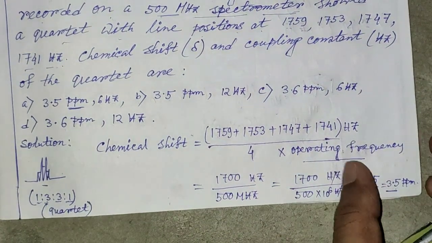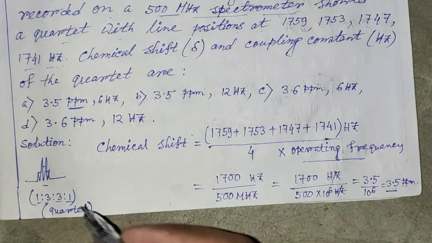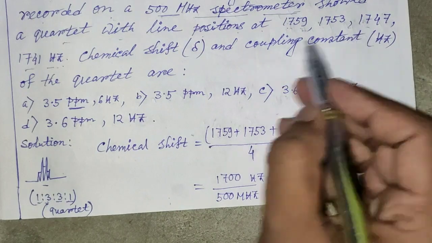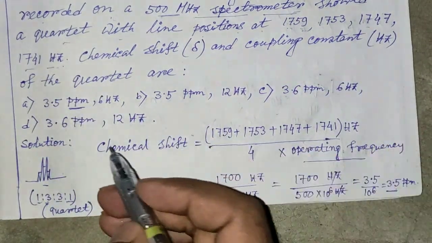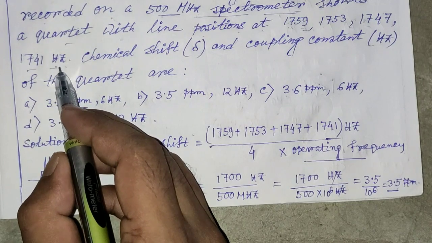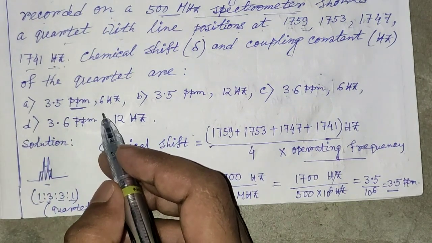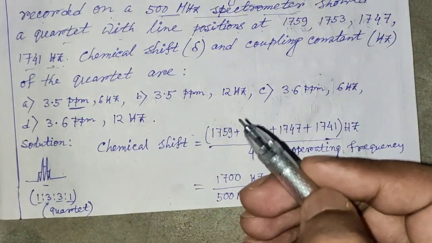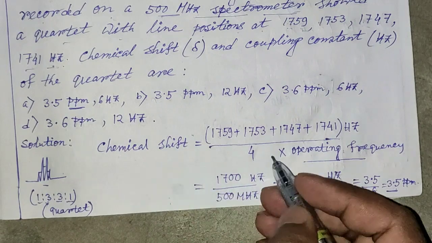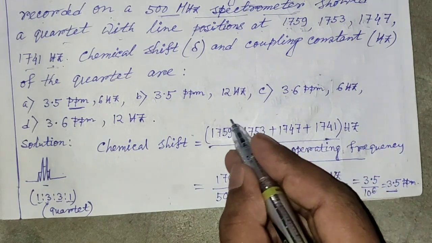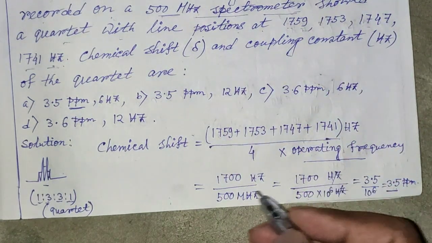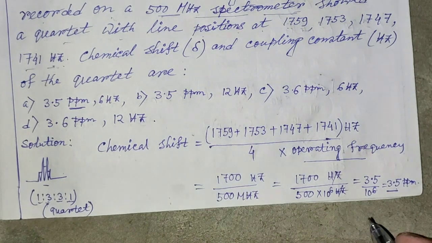Now from the formula of chemical shift, we can calculate the chemical shift value for this quartet peak by averaging these 4 values. Now this will come in Hz unit, but in the options we know that chemical shift value is shown in ppm units. Thus, if we divide this average of the 4 values by the operating frequency, we can get the chemical shift value in ppm unit. Here is the calculation.